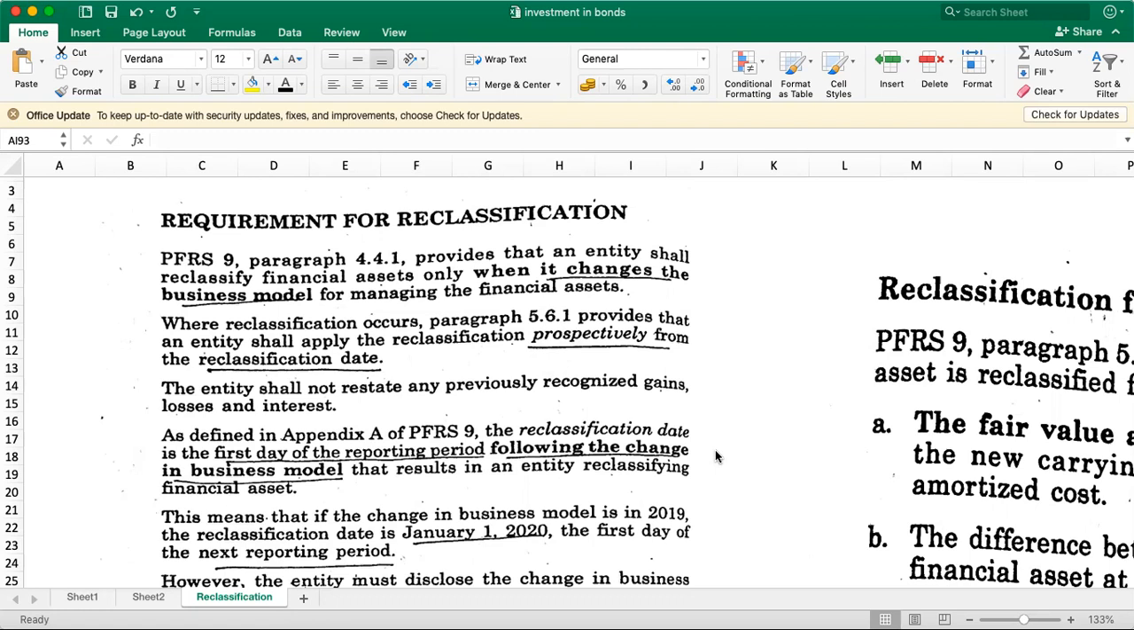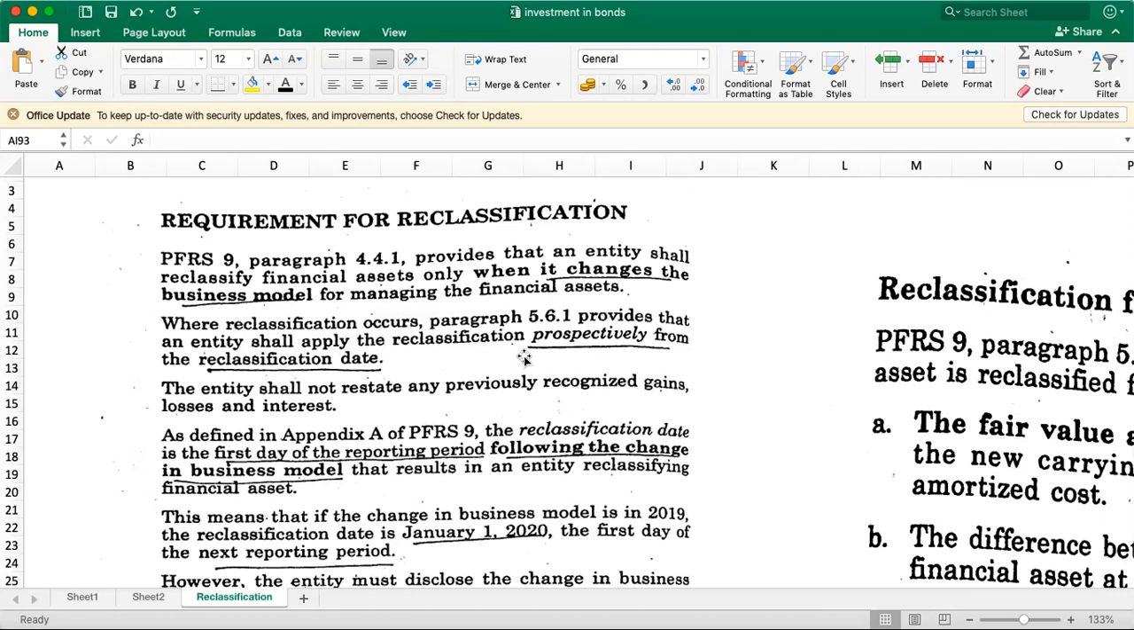Where reclassification occurs, paragraph 5.6.1 provides that an entity shall apply the reclassification prospectively from the reclassification date. So the application of reclassification is on a prospective basis. What is prospective? The changes will apply from the start of the change and onwards. If you change it today, the effect is today up to the succeeding periods. That's prospective from the reclassification date. The opposite of prospective is retrospective.